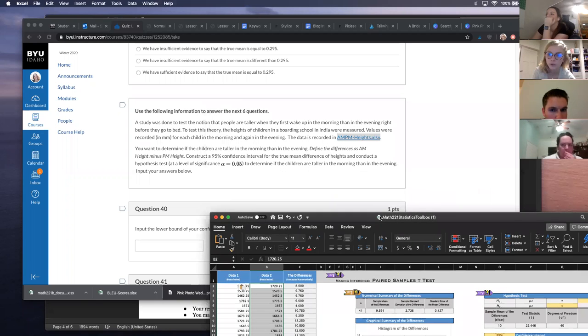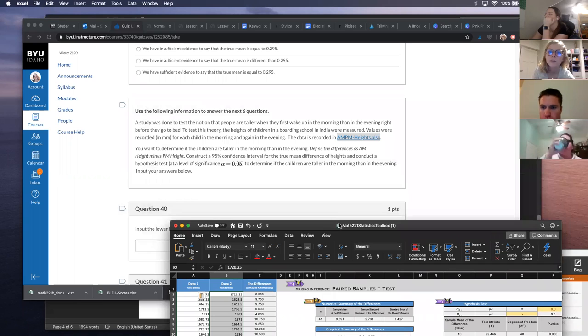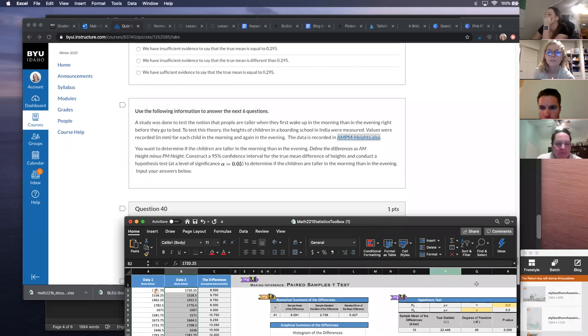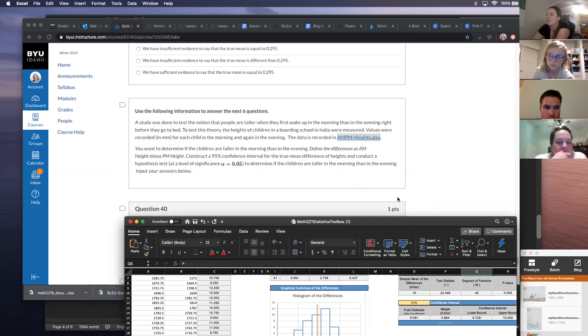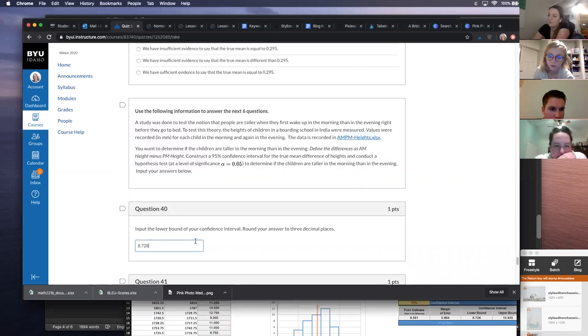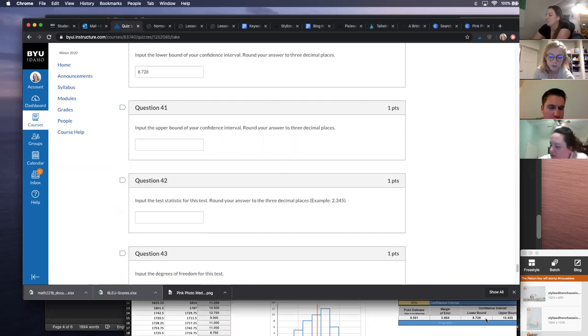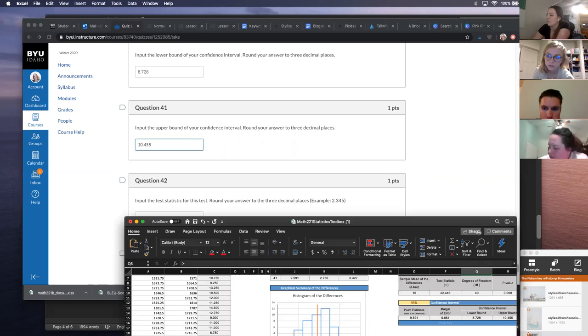They're taller in the morning than in the afternoon. So we just put that they're not equal? I put greater than, because it's seeing if they're taller in the morning. Okay. And then lower bound, I got 8.728. I don't know if that's what everyone else got. Yeah, I got that. Nice. I would save that location so we know where to do it.